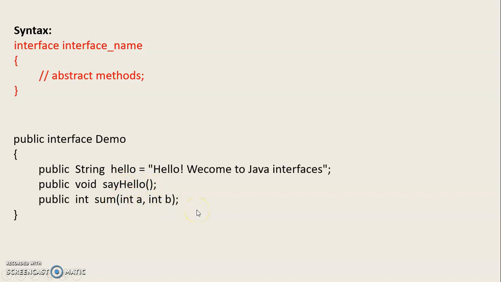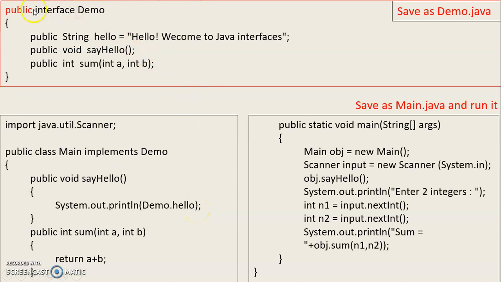Since this interface is defined as public, it cannot be a part of the main program. It should be a separate file that should be saved as demo.java. Why demo comes here is that the interface name is demo. Now you have to open the second Java file.